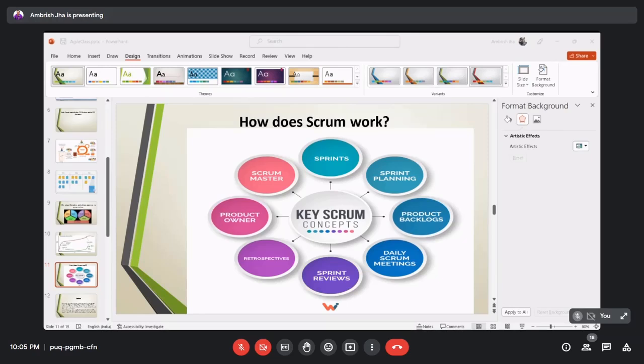So Prashant, can you say that in your company, do you people have a common shared Scrum Master or a dedicated Scrum Master?